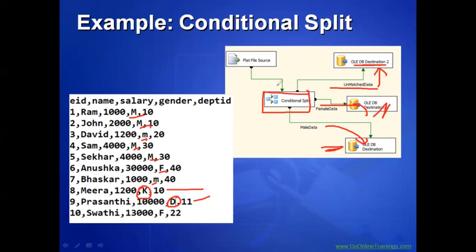So you can write multiple conditions. You can write multiple conditions based on the data. If it is male, get this. If it is female data, put it here. So depending upon your condition, your data will be split. Conditional split: based on the condition, the data is going to be split.